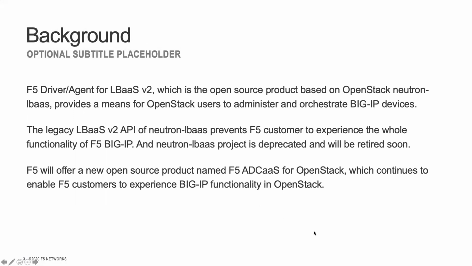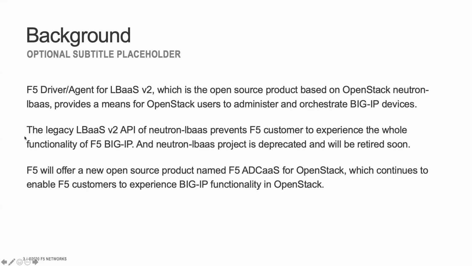So first, let us have a look at the background. If you know F5, you may know the major product of F5 is BIG-IP, which is the application delivery controller. It can offer the load balance functionality and firewall functionalities. F5 used to have the OpenStack LBaaS V2 driver agent, which can run inside of OpenStack and help you do the configuration work of F5 BIG-IP hardware.